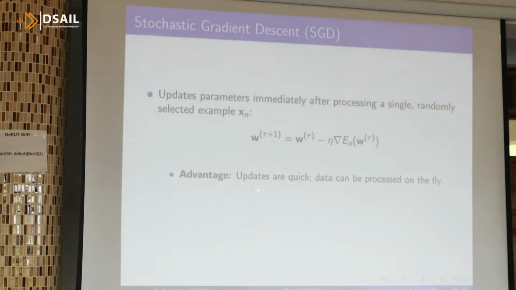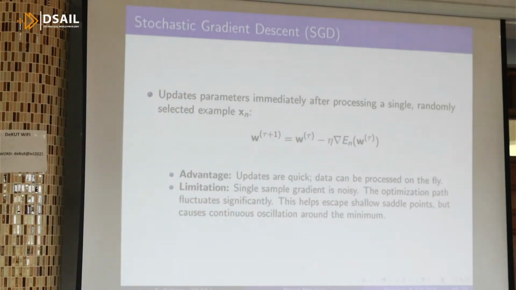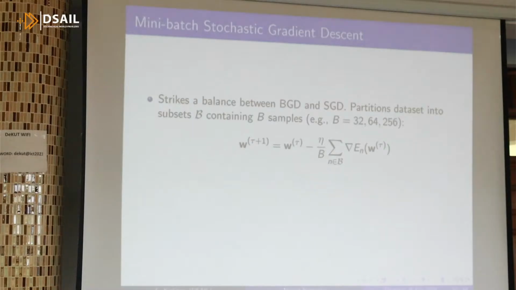The advantage is that the updates are quick and data can be processed on the fly, as opposed to waiting for all the inputs first. But the problem is you're working with a single sample, and a single sample is never a statistical representation of the whole. So if you perform an update on the single one, you might really be going down when you shouldn't be going down. So the optimization path is going to fluctuate significantly. Those bounces that we are talking about, going up and down.